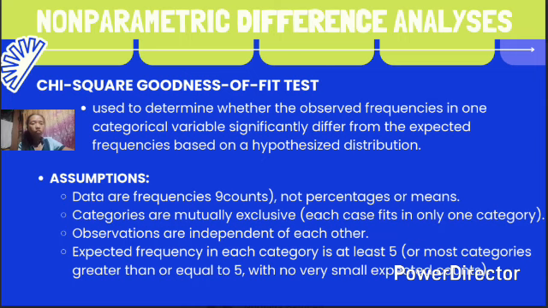Second, categories are mutually exclusive. Each case fits in only one category. Third, observations are independent of each other. Fourth, expected frequency in each category is at least 5, or most categories greater than or equal to 5 with no very small expected counts.